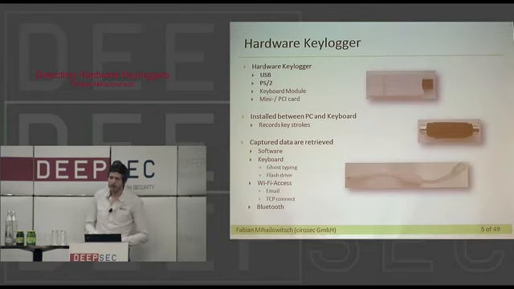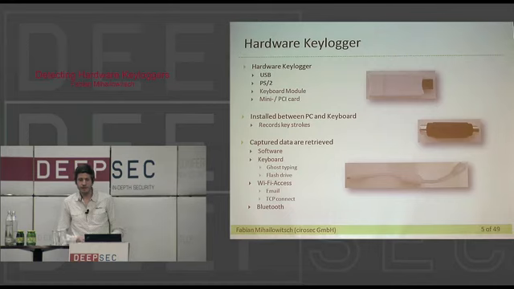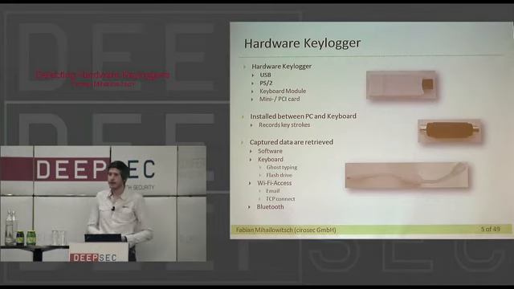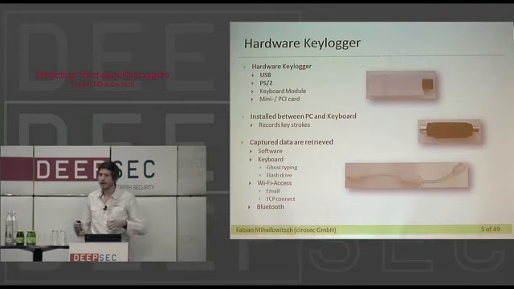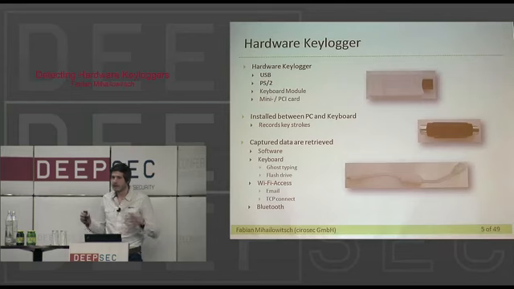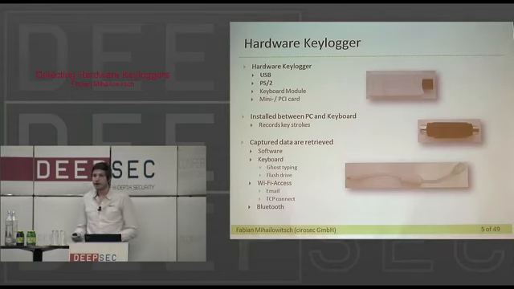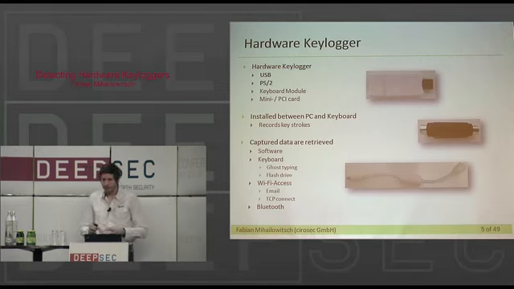Let's start with a short introduction of hardware keyloggers. Basically, they are available for USB and PS2, like I mentioned. They are available as keyboard modules, which you can solder. It's basically a chip which you can solder into your keyboard, or you can buy it completely and just plug it in. They are available as mini and PCI cards, which try to get keystrokes via DMA and so on. But basically, we will focus on USB and PS2-based ones.